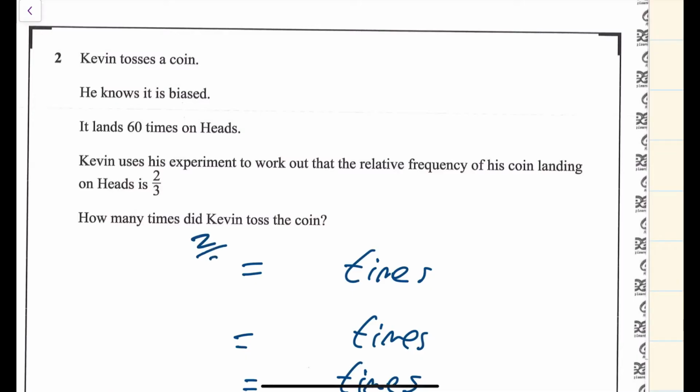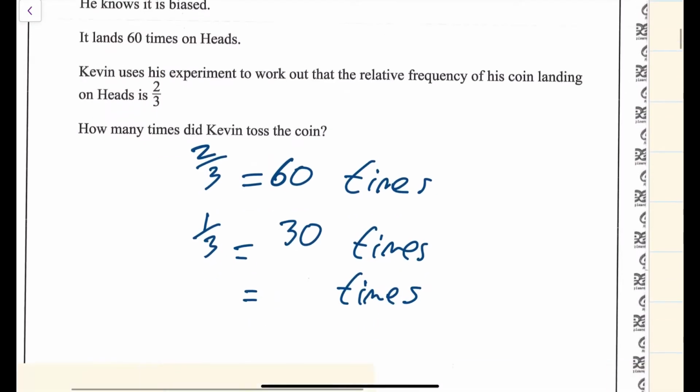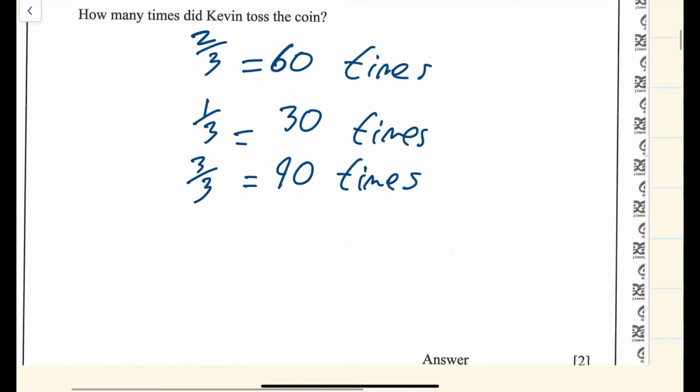So he knows 2/3 is 60 times. 1/3, divide that by 2, would be 30 times. And then 3/3, the total amount, is 30 times 3, which is 90 times.